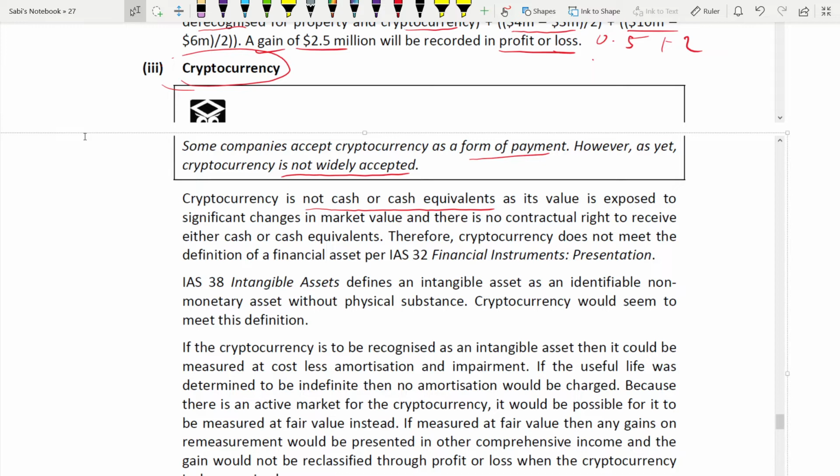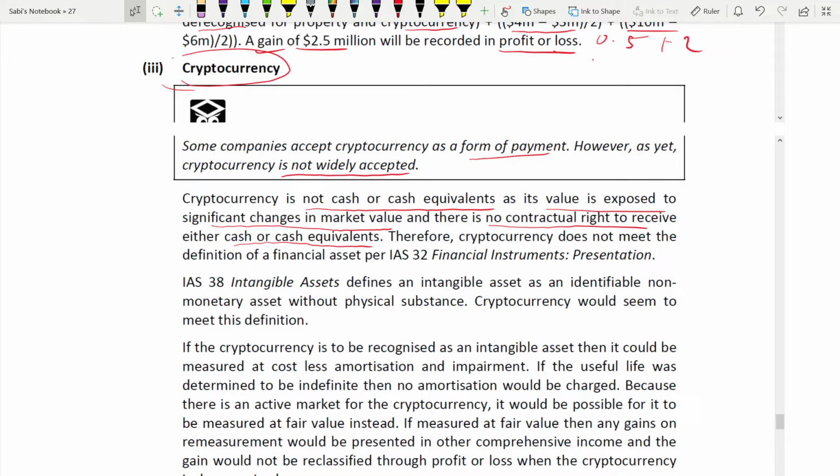Why is cryptocurrency not cash? We're receiving it in digital format, so it should be cash. No, it's not cash or cash equivalent. The reason is, its value is exposed to significant changes in the market value and there is no contractual right to receive either cash or cash equivalent. Do you have the right to receive that cash? For example, your receivables.